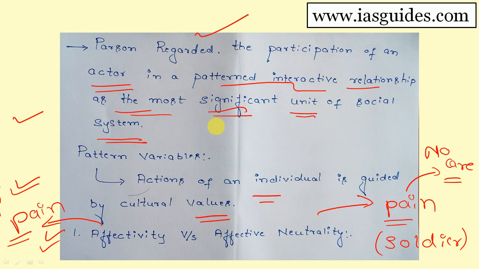For example, soldiers. Why affective neutral means soldiers: they are not expected to think about profit. First they will work for the nation, and the government takes care of their profit in monetary benefits, employment things and all. But if you take the example of businessmen, they do not want too much pain, they want less pain and more profit. Affectivity can be equated with business-oriented people, and affective neutral can be equated with soldiers.